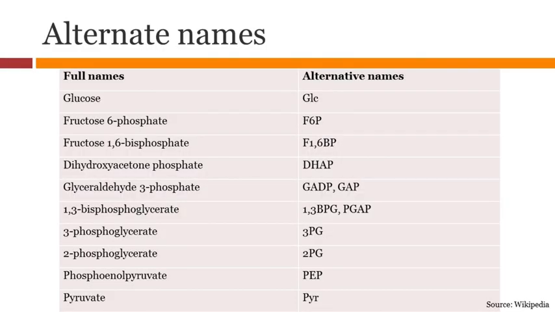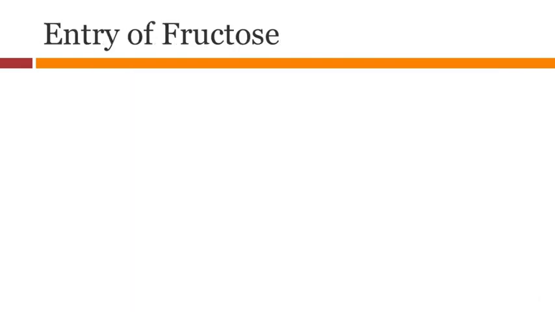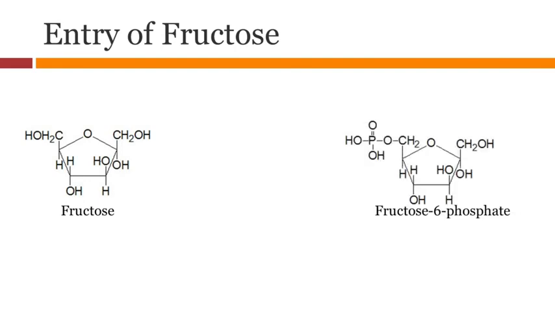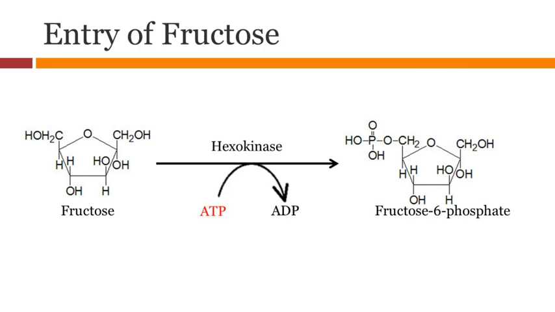Here are some alternate names you might have seen for some of the intermediates. You can choose to use them depending on your preference. Fructose is converted to fructose 6-phosphate by adding a phosphate group. ATP is required to drive this reaction and is facilitated with hexokinase. Yes, this is the same enzyme which converted glucose to glucose 6-phosphate in the first step of glycolysis.